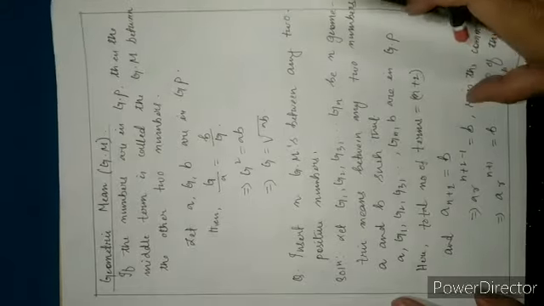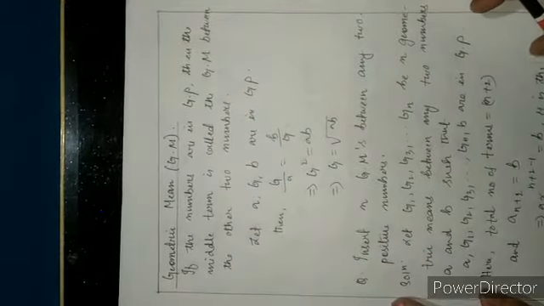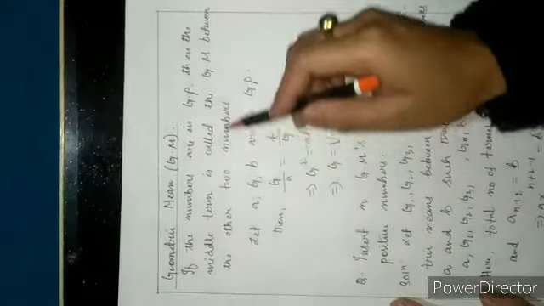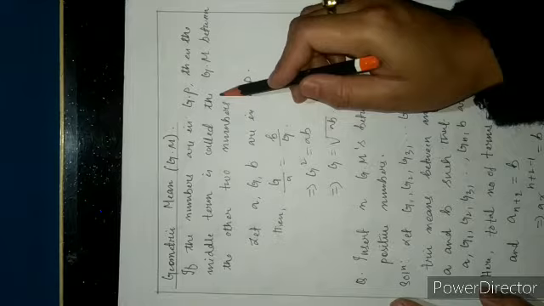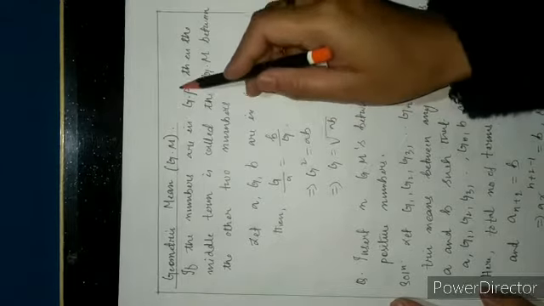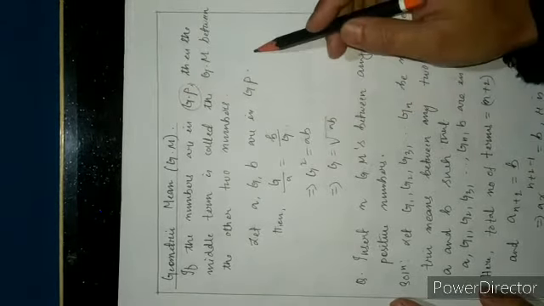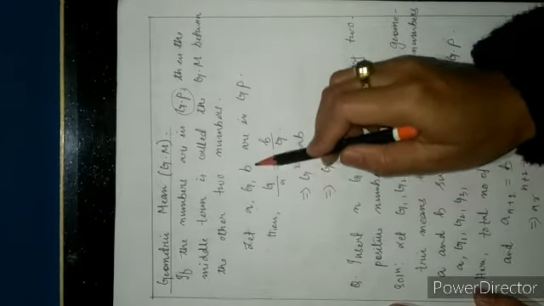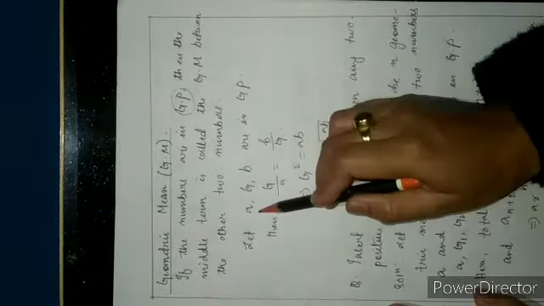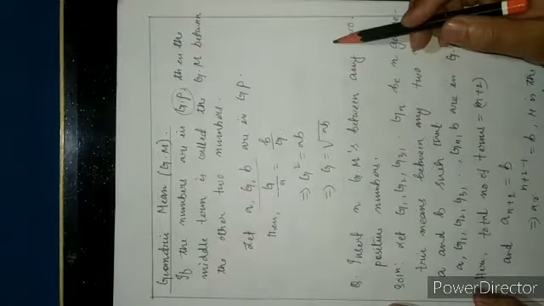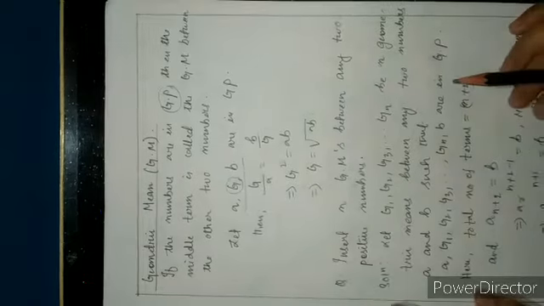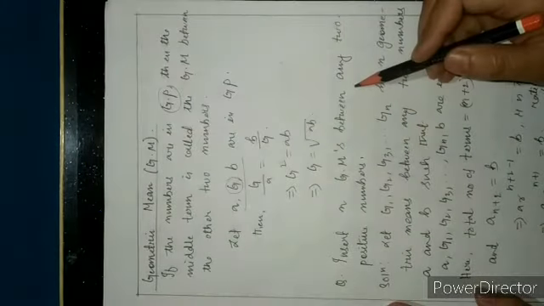Next topic, geometric mean. If three numbers are in geometric progression, then the middle term is called the geometric mean between the other two numbers. Now let us consider a, Z, and b are in geometric progression. Then Z is the geometric mean, denoted by GM.